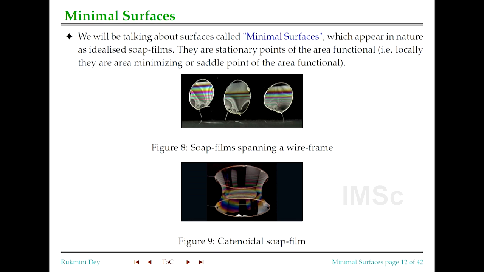So what are minimal surfaces? We'll be talking about these surfaces which appear in nature as idealized soap films. They are stationary points of the area functional. Locally they are area minimizing, or a saddle point of the area functional. So you can see these soap films, we have played with these as children, right?